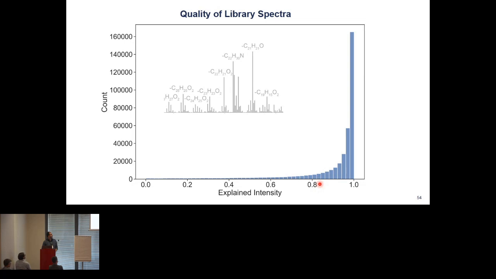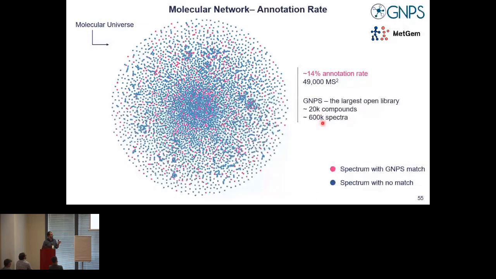And then what we tried is to take this data and annotate the spectra by matching them to the biggest available open spectral library, which is the GNPS library. That contains about 20,000 compounds, about 600,000 spectra. And what was quite surprising was that we could only get a 14% annotation rate.